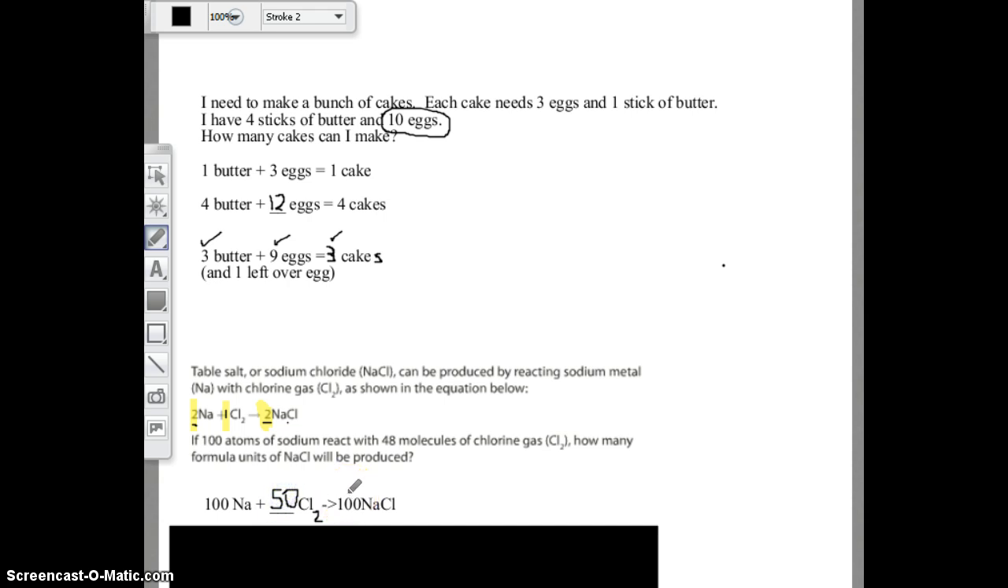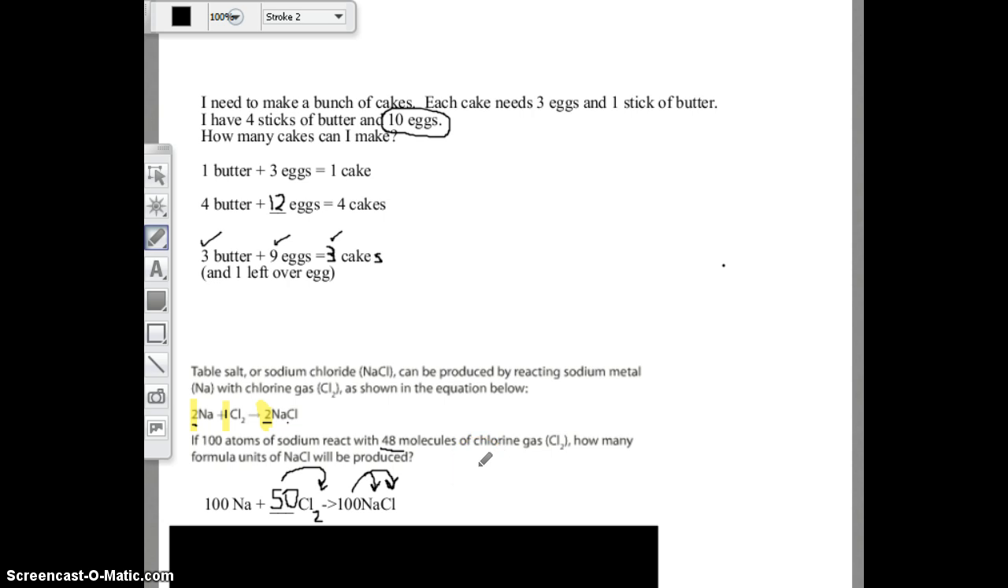I can also check to see that my equation is balanced. I have 100 sodiums on the left, 100 sodiums on the right. I have 50 times 2, or 100 chlorines on the left, and when I distribute, 100 chlorines on the right. Do I have enough chlorines? Well, no, I only have 48.